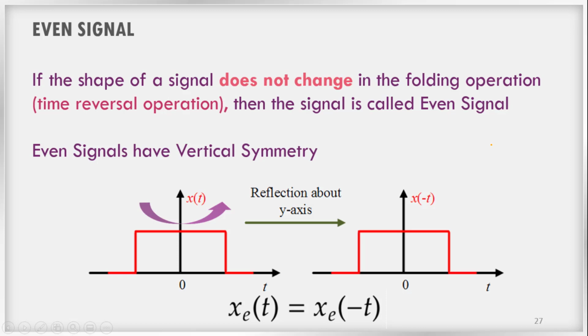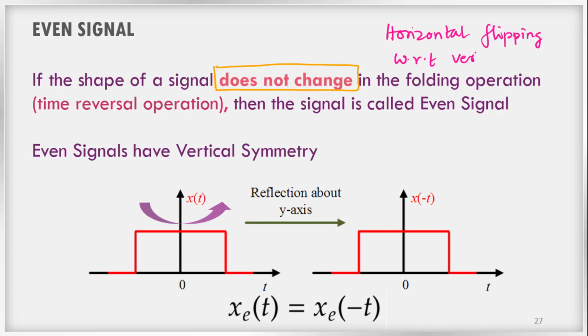So if you understood that, then the idea of even signal will be easy. If the shape of the signal does not change, so this word is very important, if the shape of the signal does not change in the folding operation. So what is my folding operation? This horizontal flipping, actually the horizontal flipping with respect to the vertical axis, right? So this is known as folding operation. Since the axis we consider is a time axis, we call it time reversal operation. So the folding operation, otherwise horizontal flipping, in the case of signals is known as time reversal operation.